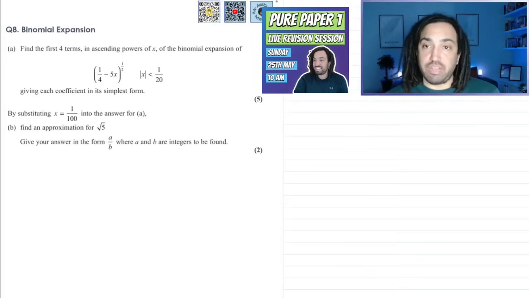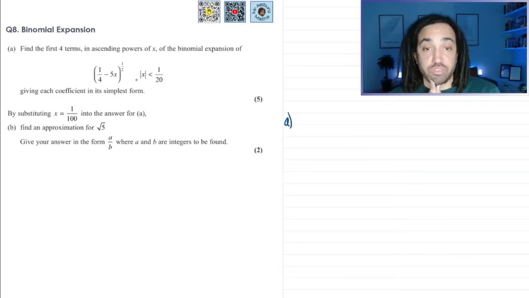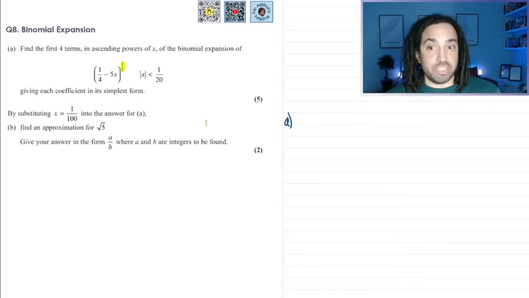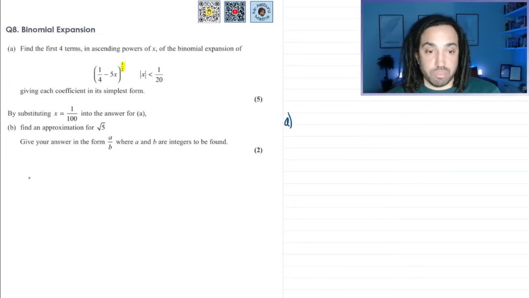Okay, next up we have a classic binomial expansion. The first thing to look for with this is that you can see that it's a fractional power. So if it's a fractional or negative power, it means we need to use the formula for the binomial expansion, which is given in your formula book.